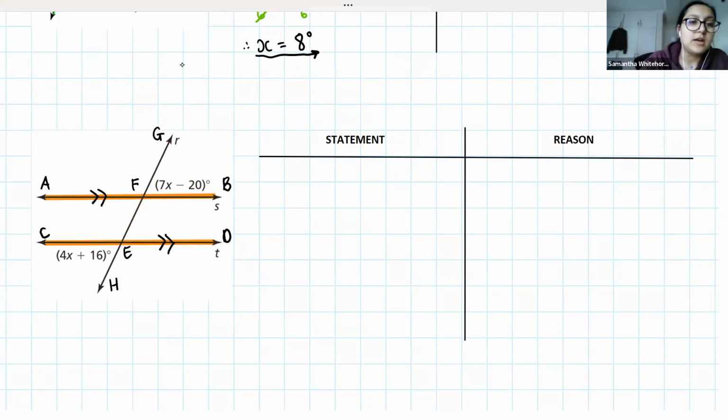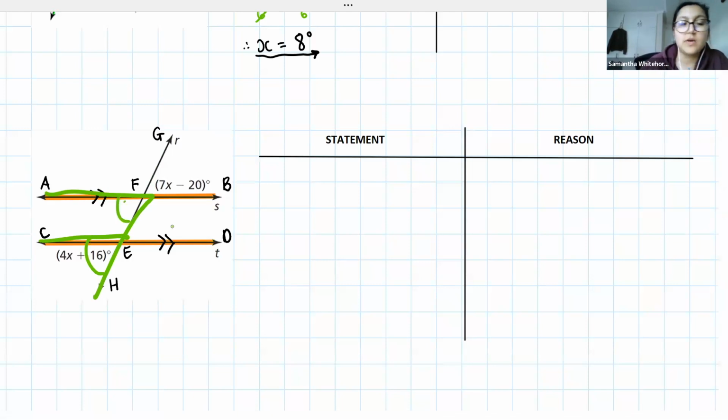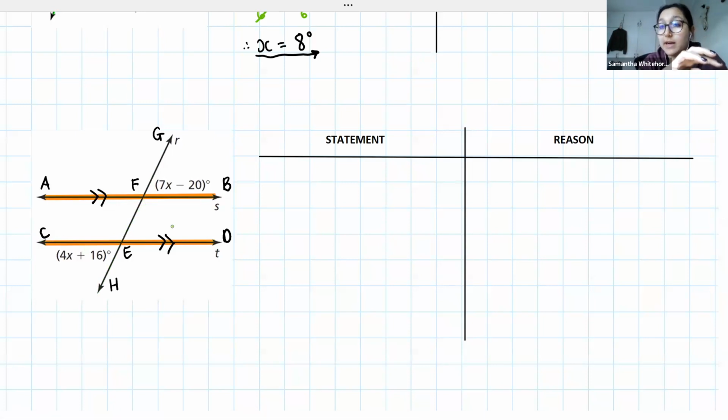If I now have a look at another F, let's do this F over here. Again, I've got this 4x plus 16, awesome, but I don't know AFE. A bit of a problem. Now, there are actually a couple of ways that you can answer this question. So when you're checking your answers, make sure that you are using your parallel line reasons correctly, and obviously make sure you get the same answer. But like I said, there are a couple of ways that you can do this question.